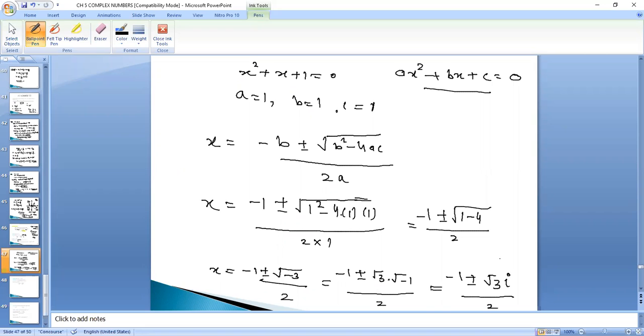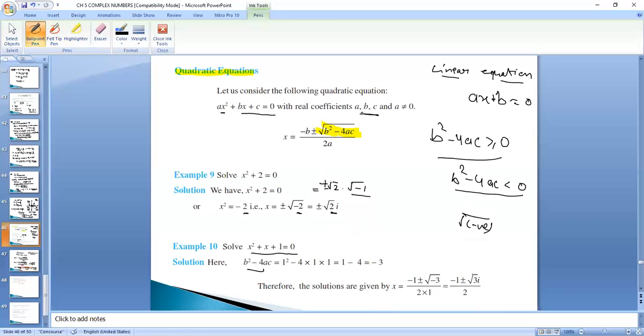So the two values of x are minus 1 plus root 3 iota upon 2, minus 1 minus root 3 iota upon 2. This step is optional, right? You can also jump from this step to this step directly. With practice you will come to know that root of minus 3 is root 3 iota. So you can directly write this step. So the solution is minus 1 plus minus root 3 iota upon 2. You can directly solve, and the solution is finding the values of x.